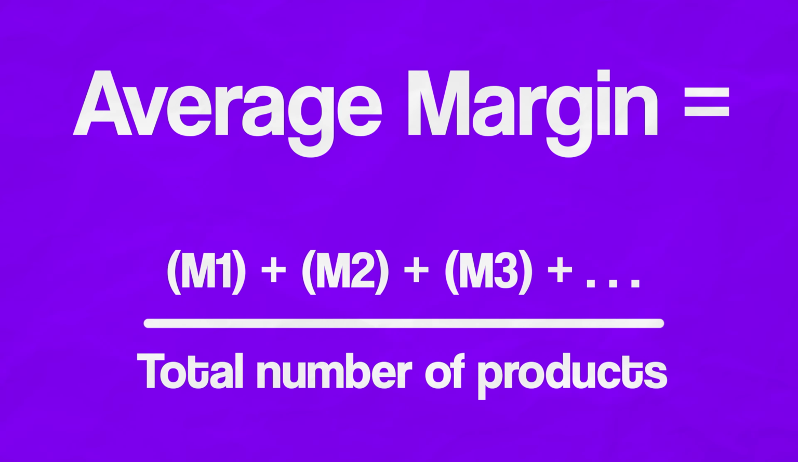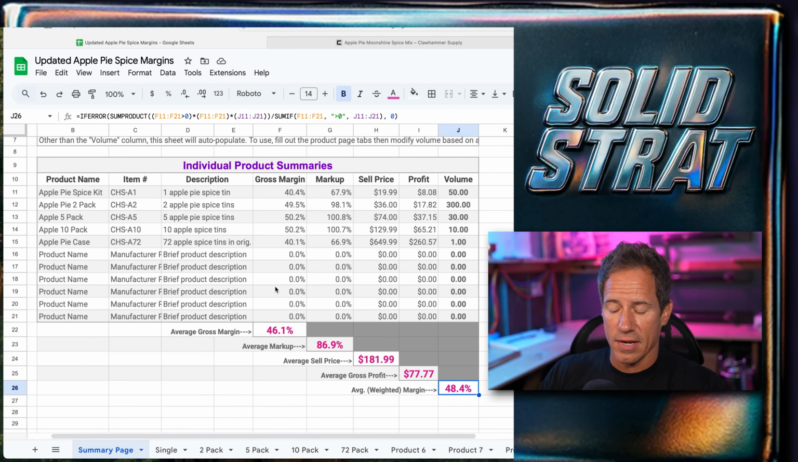So let's start with the average profit margin. This one is very simple. Here is the formula. You just add up all of the margins and divide by the total number. This is very easy to calculate as long as you know all of your margins. So let's go over an example.